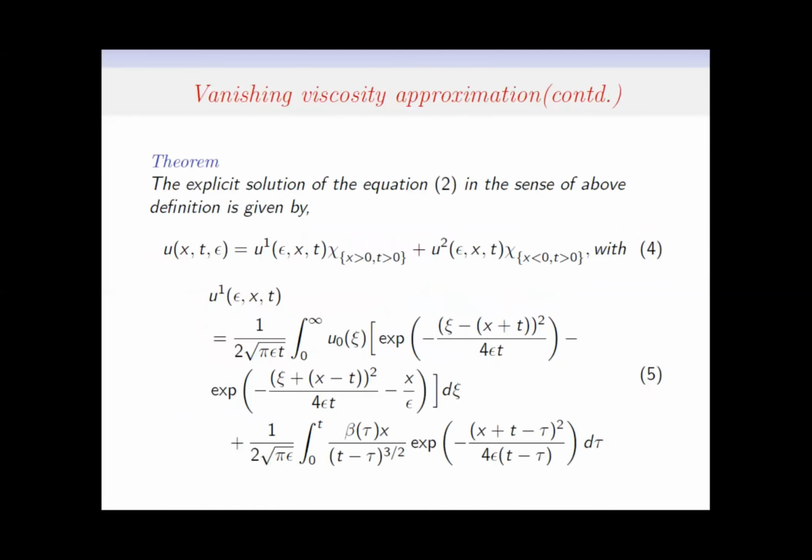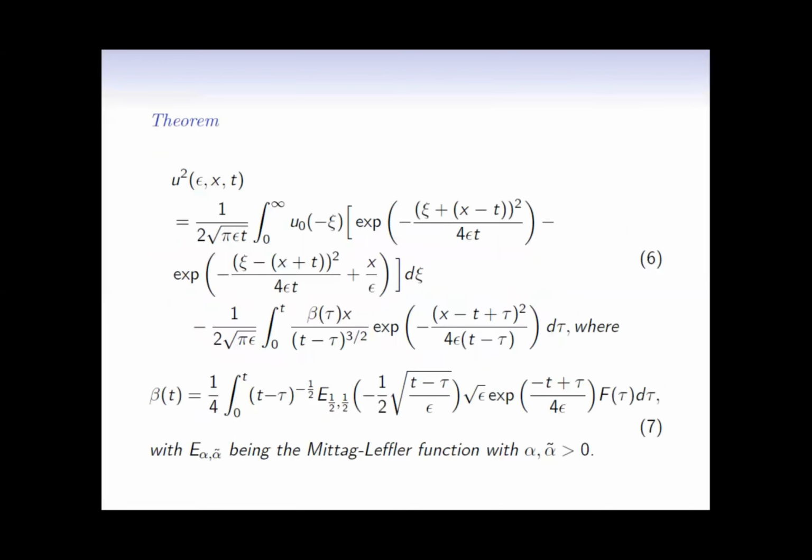So the vanishing viscosity approximation: we gave the first theorem here, that the explicit solution to equation 2 in the above sense is given, where u1 is the solution of equation number 5 in the right half plane and u2 is the solution in the left half plane. And E_α is a Mittag-Leffler function with α and α tilde positive.